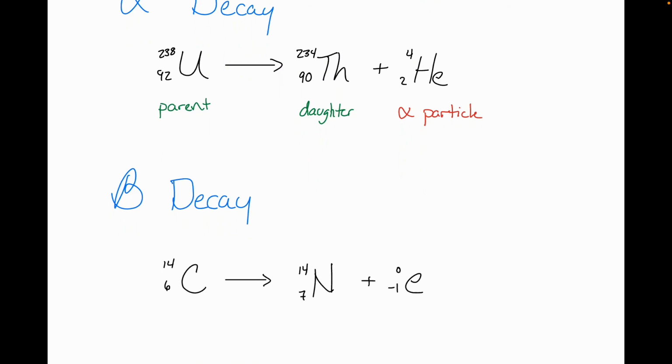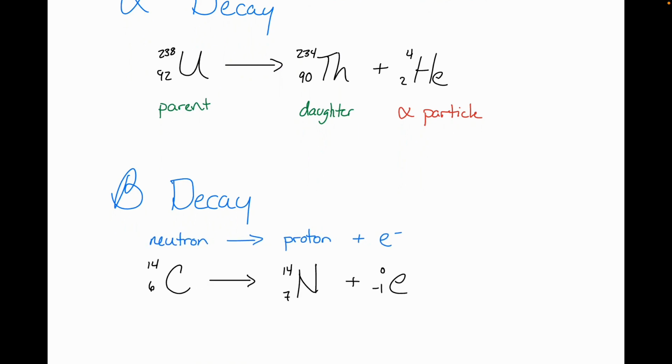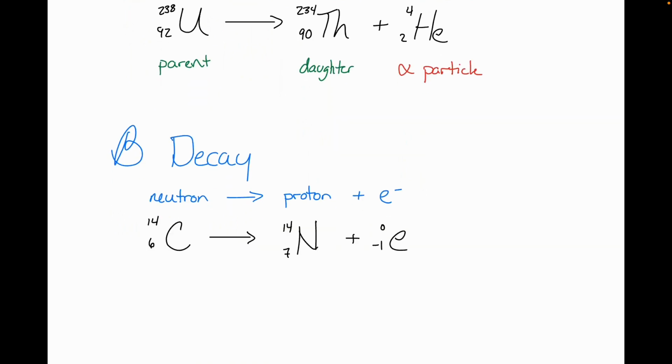So this is pretty cool. I mean, this is kind of the magic of nuclear chemistry here. We have a neutron being converted into a proton plus an electron. All right, and so if we just look, I guess real quick, this is what we would call a beta particle, the electron in this case. Again, my parent would be the carbon and my daughter would be the nitrogen.